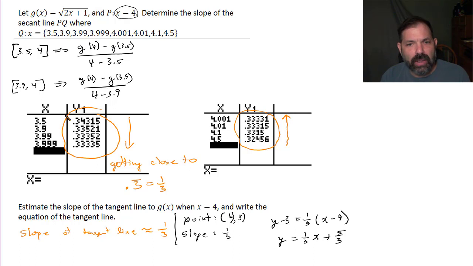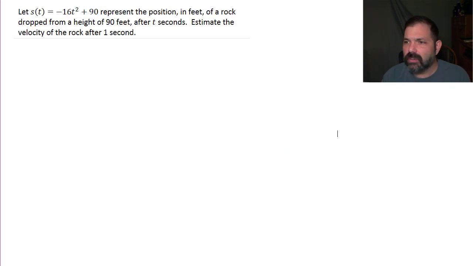Now the topic was the tangent and velocity problems. So we talked about the tangent. What does the velocity have to do with this? So here, let s of t be a position function. S of t is negative 16t squared plus 90, and let it represent the position in feet of a rock dropped from a height of 90 feet, after t seconds. Now we're asked to estimate the velocity of the rock after 1 second.